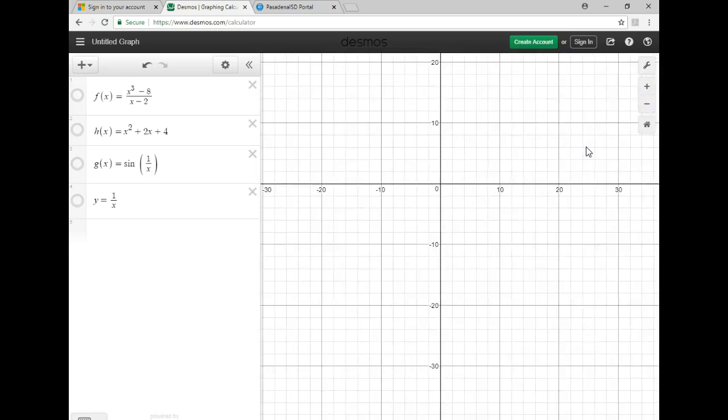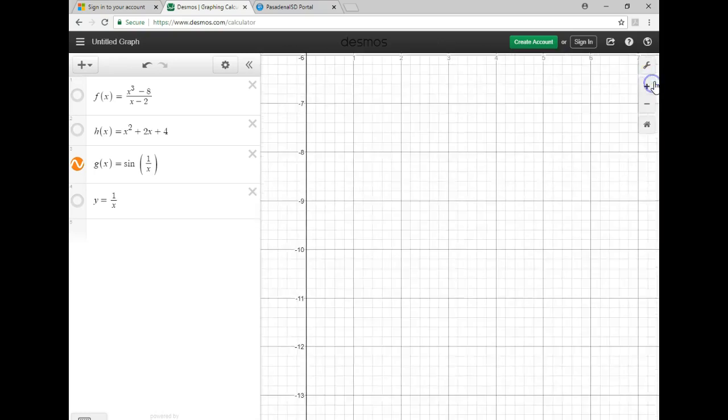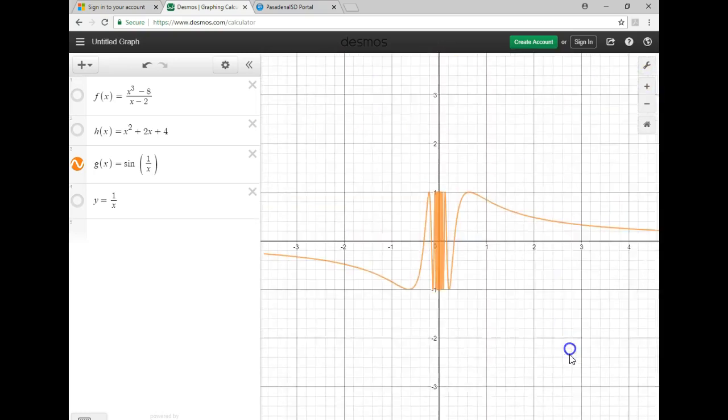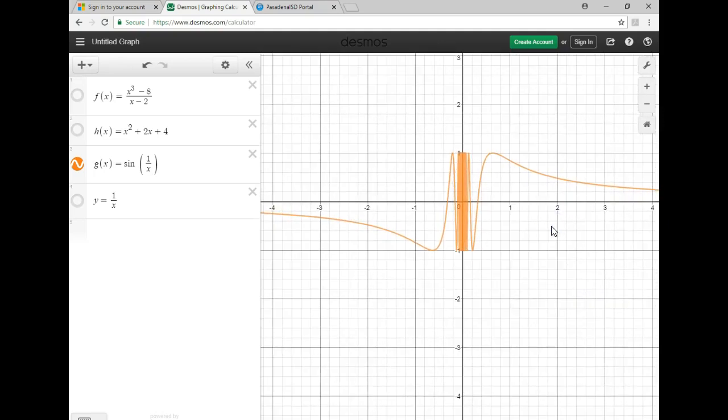An example of oscillation is actually my g of x function here. This is the sine of 1 over x. It doesn't look very interesting right here, so let's zoom in on it and see what it actually does. As you can see, the function curves off, goes to 0 from the negative side, and goes to 0 from the positive side here. But then it starts to go through its periods, and then it starts to become very dense right here. Why is it so dense right here?